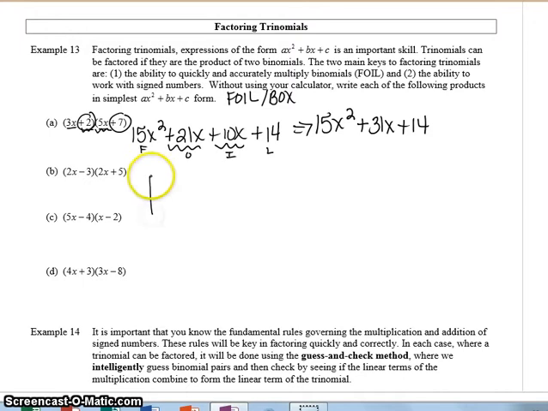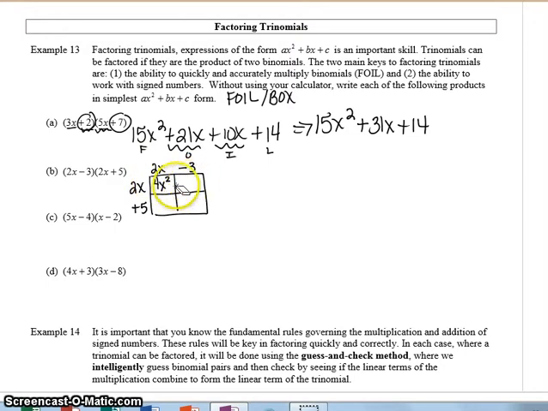Box method, it's a binomial times a binomial, so it's a 2 by 2. The first binomial is 2x minus 3. The second binomial is 2x plus 5. Now you're going to line up each box using multiplication. This box right here is 2x times 2x. You're going to get 4x squared.